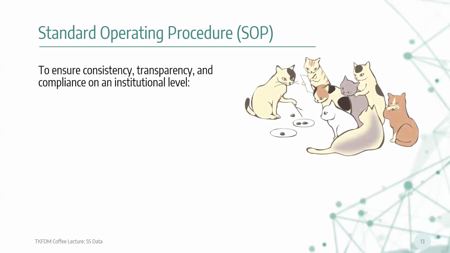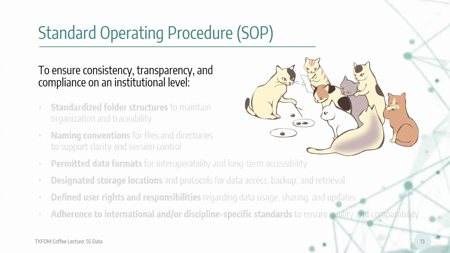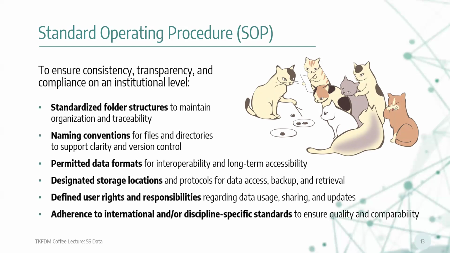You can imagine an SOP is like a DMP, so a data management plan, the topic of the last coffee lecture, but on a higher level. While a DMP is only talking about the data management inside one project, the SOP is talking about all the projects. So everything that is done in an institution. And with that, we have the topics we already talked about, like the standardized folder structures, naming conventions, but also other topics like, for example, permitted data formats, so which formats are allowed or which formats come from, for example, measuring equipment you have to use.